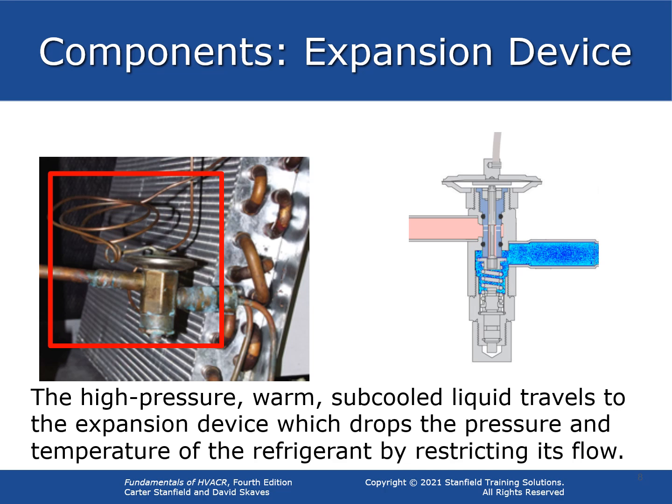The expansion device drops the pressure and temperature of the refrigerant by restricting its flow. The refrigerant is now a low-pressure, low-temperature, low-heat, saturated mixture. At the same time, the refrigerant is passing into a larger space and expanding. The combination of the pressure drop and the expansion dramatically drops the temperature of the refrigerant, and it starts to flash off to a vapor.